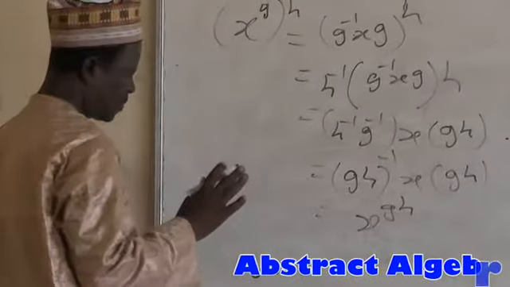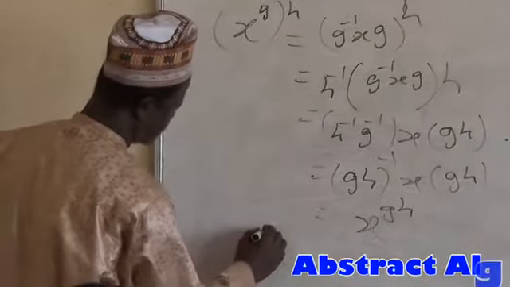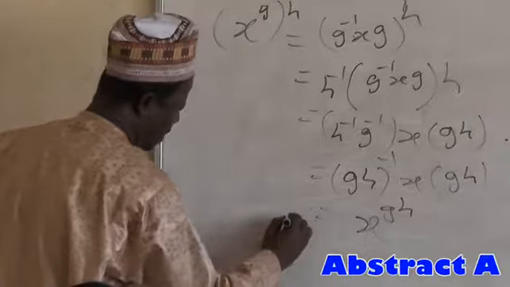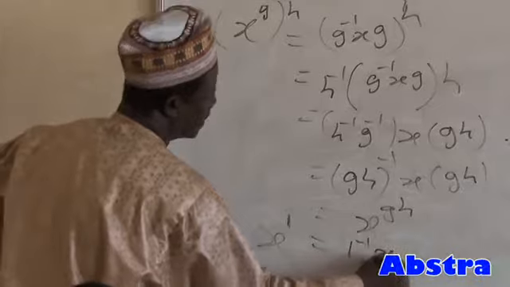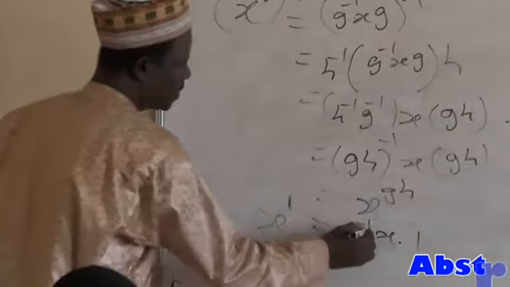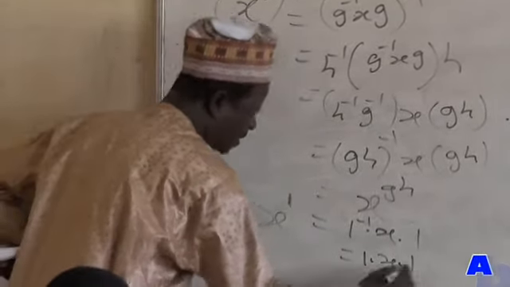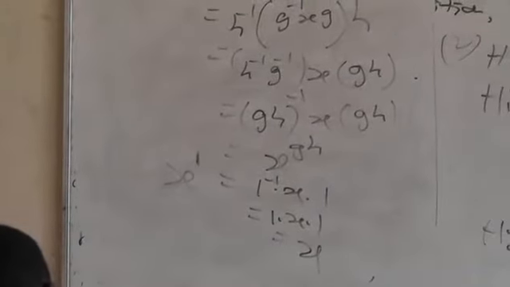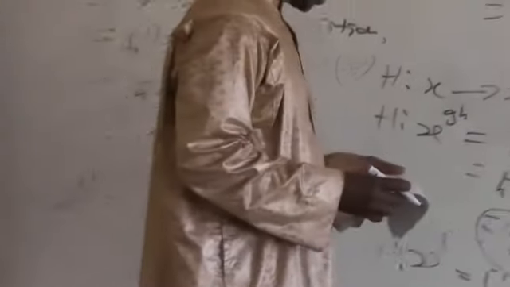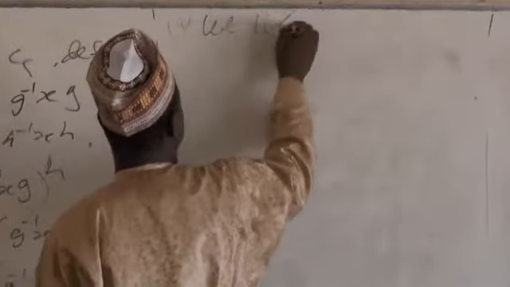So you establish the first property. The second property is x under 1 will be 1 inverse x 1, is it? 1 inverse is 1, so this is 1 times x times 1, which is simply x. So this is also satisfied, for quite a number of examples. You can think of more examples. Let H be a subgroup of G.